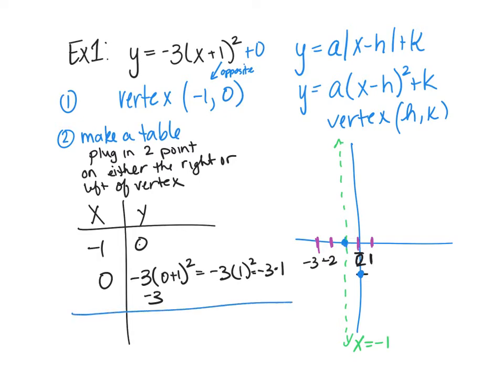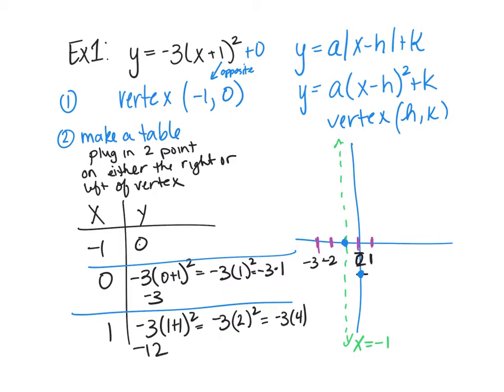So that's my first point, and then we'll plug in 1. -3 times 1 plus 1 squared. -3 times 2 squared, which is -3 times 4, which is -12. So it's really important that you do that exponent before you multiply, and that's where a lot of people make mistakes. 1, 2, 3, 4, 5, 6, 7, 8, 9, 10, 11, 12. And so this point is all the way down here. So that's the first half of my parabola.